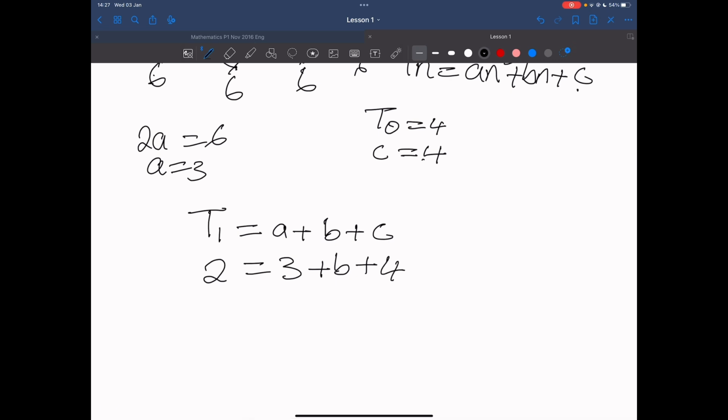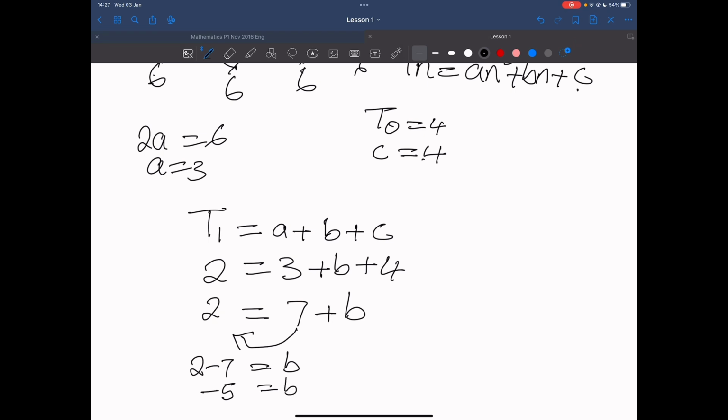So now we are going to calculate B. So we will just add this 3 and 4, it's a 7 plus B. And now taking the 7 that side, we will have a 2 minus 7. And then we get our value of B. So in other words, B is a negative 5.